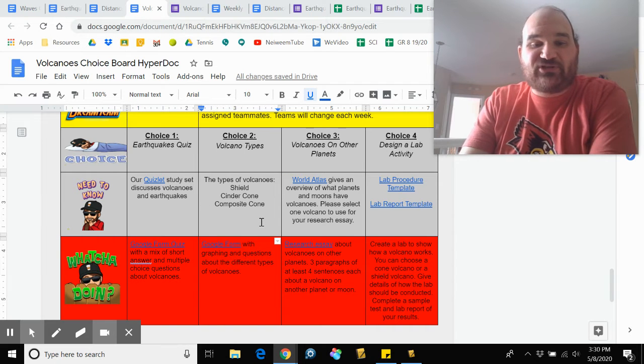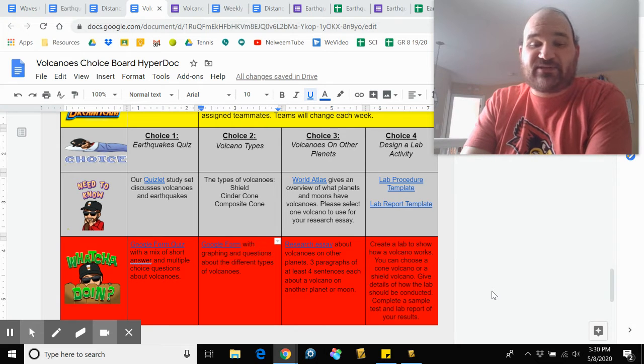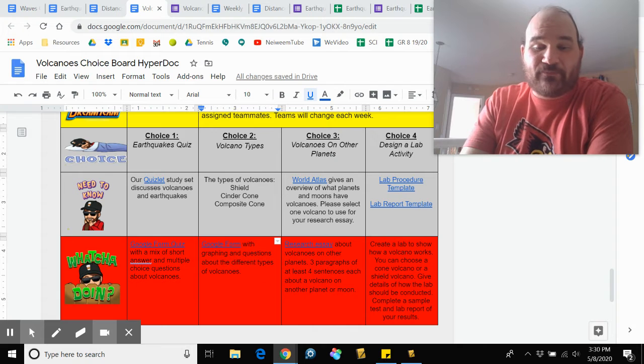Types of volcanoes: shield, cinder cone, and composite cone. I do discuss that in this week's micro teaching. Go ahead and take a look at it if you need it. The Google form asks you to answer about those different kinds of volcanoes and give some examples. It's pretty straightforward what you're looking at on there. You will have a graphing component.